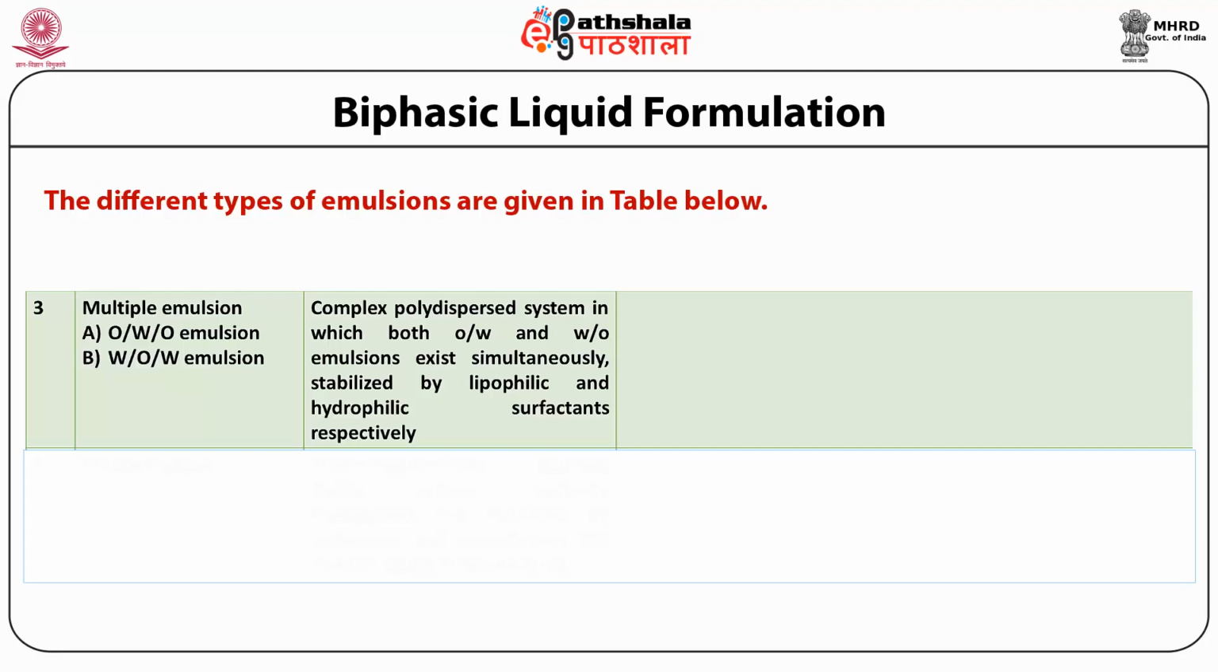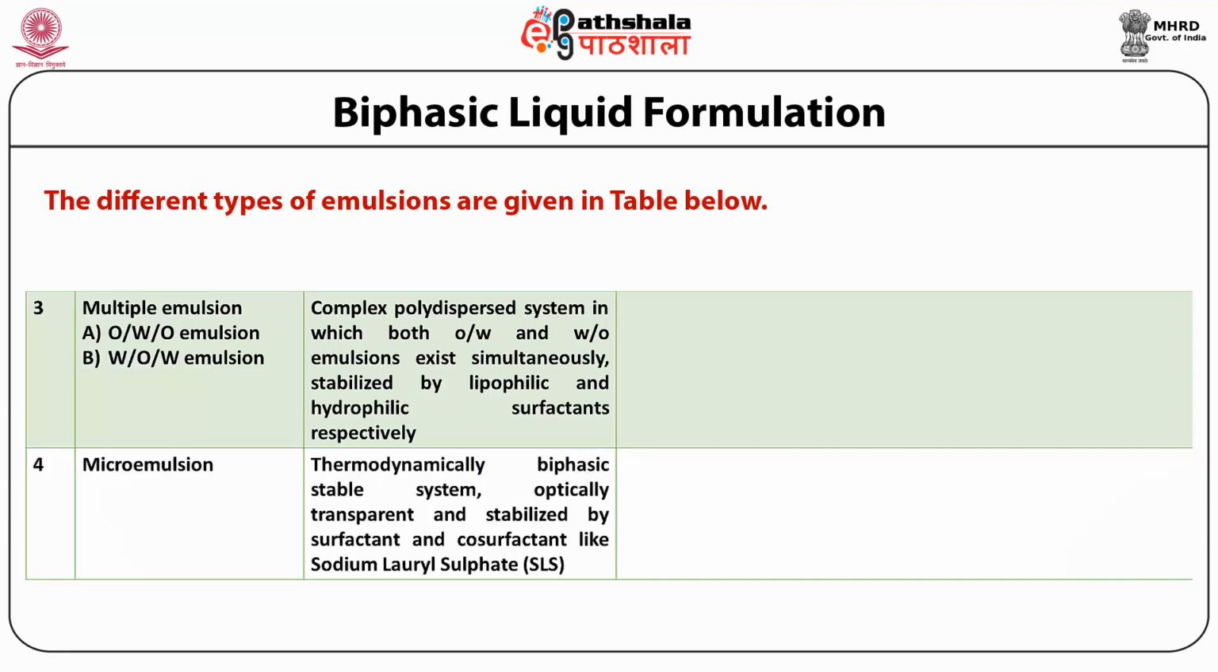The characteristics of multiple emulsions are that they are complex polydispersed systems in which both the oil in water and the water in oil emulsions exist simultaneously, the system being stabilized by a lipophilic and a hydrophilic surfactant respectively.